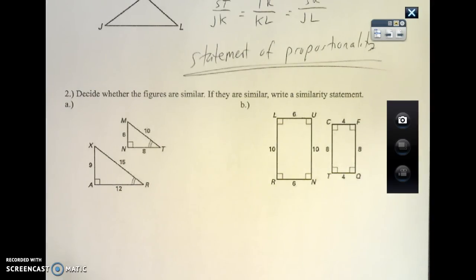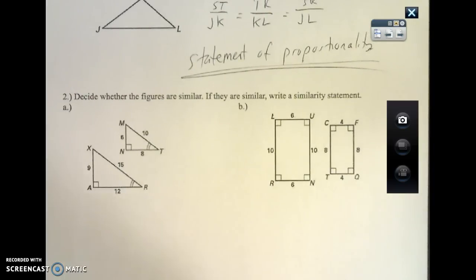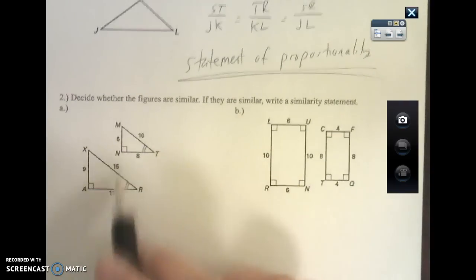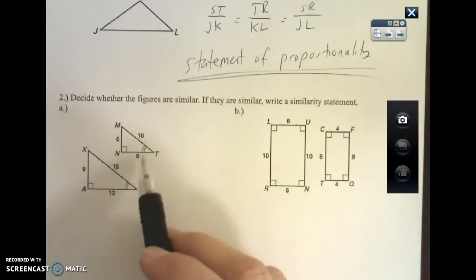So, down here, number 2. Decide whether the figures are similar. If they are similar, write a similarity statement. You need to have all the angles be the same, and you need to have all the sides be proportional. So the first thing we want to do is take a look at the angles. Angle A is congruent to angle N. Totally. Okay, how do I know that? They're both 90. These are both double, so that works.